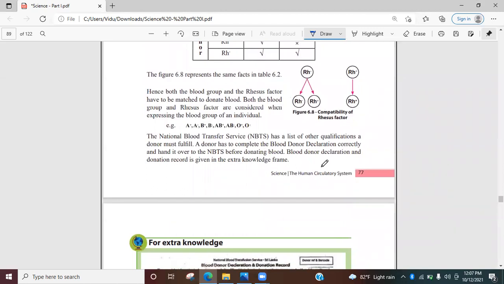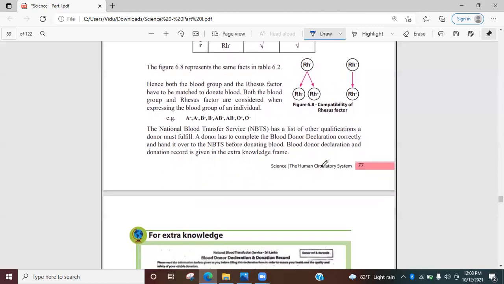Hence both the blood group and the rhesus factor have to be matched to donate blood. So we can't donate blood to each and every person. We should consider the rhesus factor and the blood group. I told you there are 4 main blood groups, but with the rhesus factor, there are 8: A plus, A minus, B plus, B minus, AB plus, AB minus, O plus, O minus.